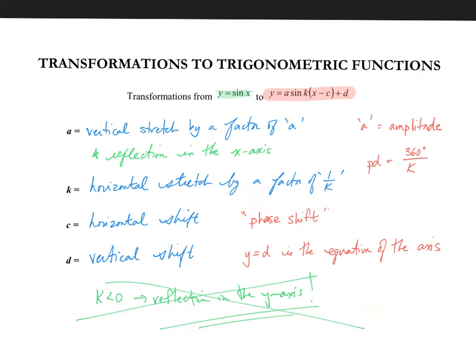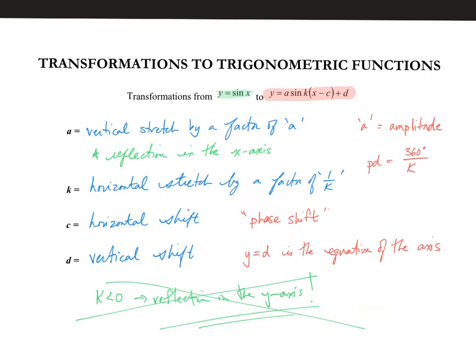But where I want you to focus in on now is what you see in red. In last lesson, as we worked our way through some stretches, we were able to nail down the idea that our A value represents the amplitude of our function. We have our best friend in our relationship that period is equal to 360 over K.